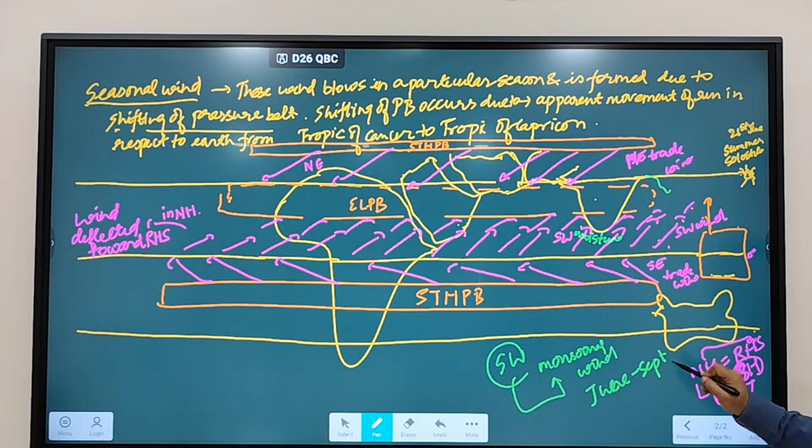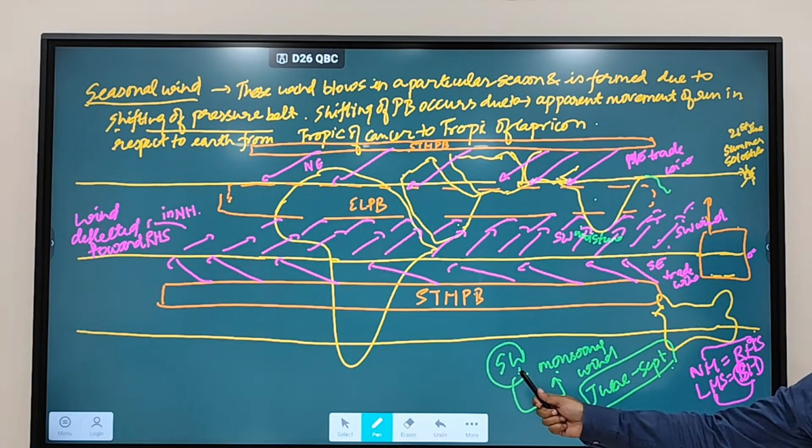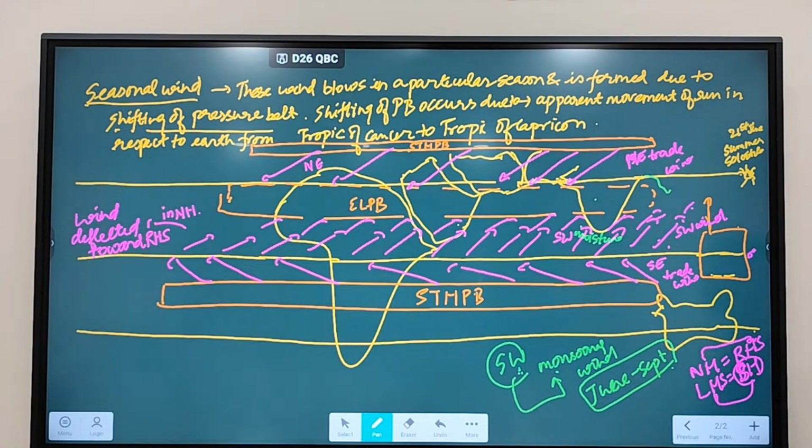We discussed June to September is the rainy season in India. Why is this rainy season occurring in June to September in India? Because of which type of wind? Southwest monsoonal wind. So you know that in June, the sun position is shifting over here. As a result, the equatorial low pressure belt will shift upward.